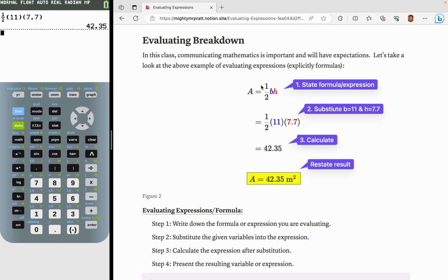That emphasizes to the reader that, hey, take a look at the right side. That's where all the math and information is happening. The left side isn't doing anything. So what I do on the right side is all the calculations. What I want to do is restate everything so the reader knows what happened. The area of the triangle is 42.35 meters squared. So at the end, you need to restate your result.